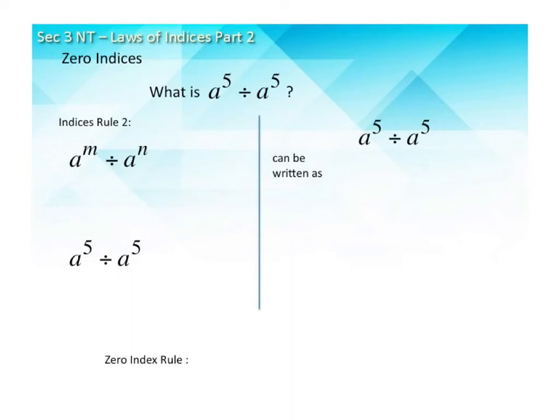3 Anti-Laws of Indices, Part 2. Zero indices. Now what is a to the power of 5 divided by a to the power of 5?